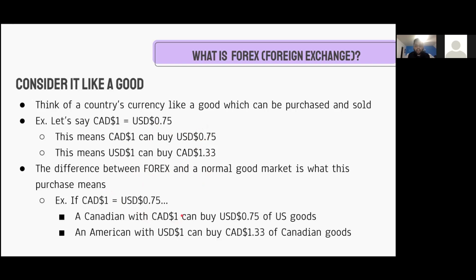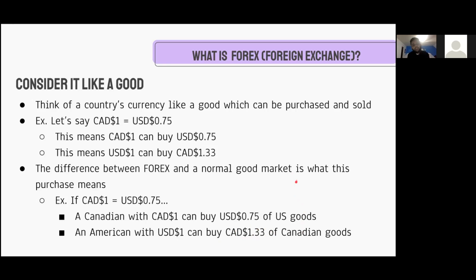So a Canadian with $1 can buy 75 cents worth of American goods, but an American with $1 can buy $1.33 worth of Canadian goods. So you get some structural advantages if you have a currency that tends to be more valued than another. That's something super important to mention. I don't know how often you guys go outside of Canada or outside of North America, but if you go to India, the current exchange rate, I'm pretty sure, is that one Canadian dollar buys about 50 Indian rupees.